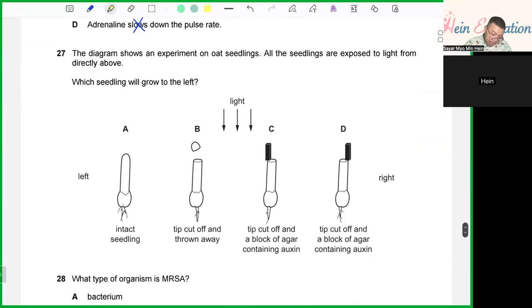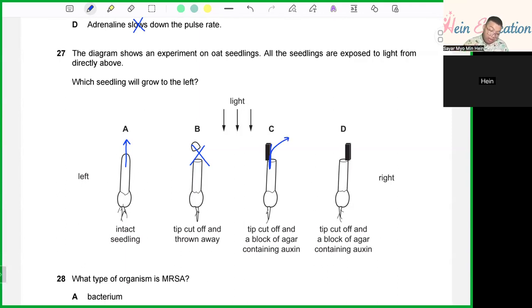And for number 27, it's about auxin. So it grows to the left, right? Grow to the left, and light is coming from above. So for A, it will just grow straight forward. For B, no growth. For C, it is also producing auxin. So I feel like this side would grow and this side will have a lot more auxin, so it might grow this side, right?